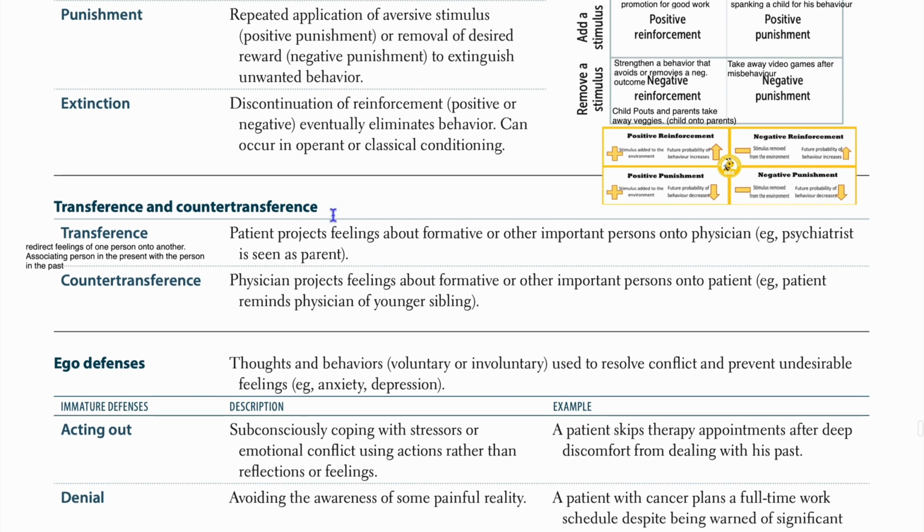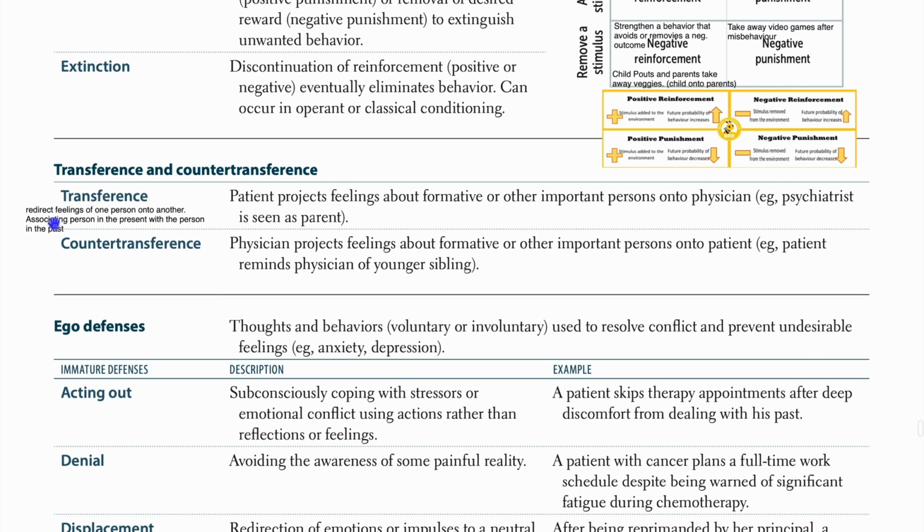Transference and countertransference. Transference is redirecting feelings of one person onto another, associating a person in the present with a person in the past. So the patient projects feelings about formative or other important persons onto the physician. For example, the psychiatrist is seen as a parent. Okay. And then countertransference is the physician projecting his feelings about a formative or other important person onto the patient. For example, the patient reminds the physician of a younger sibling. Right.